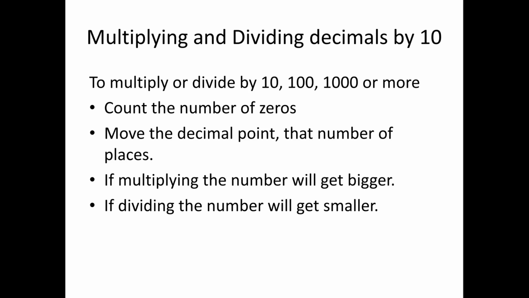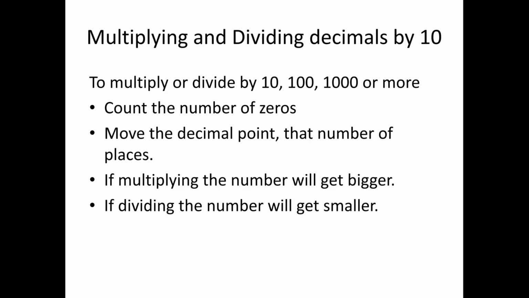To multiply or divide, if we don't have those zeros, then what we need to do is move the decimal point. Or you can think of it as moving the numbers around the decimal point. It's actually exactly the same thing. So what we do is we count the number of zeros in our multiplier and move the decimal place that number of places. If multiplying by a number bigger than 1, the answer will get bigger. If dividing by a number bigger than 1, the answer will get smaller.